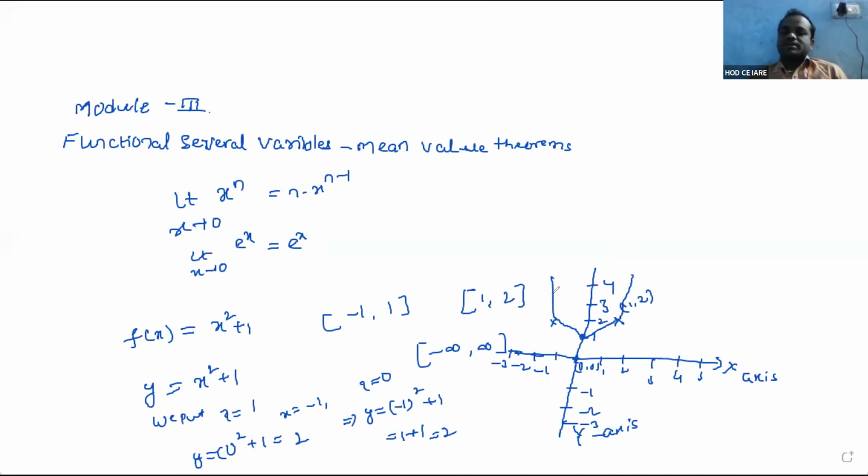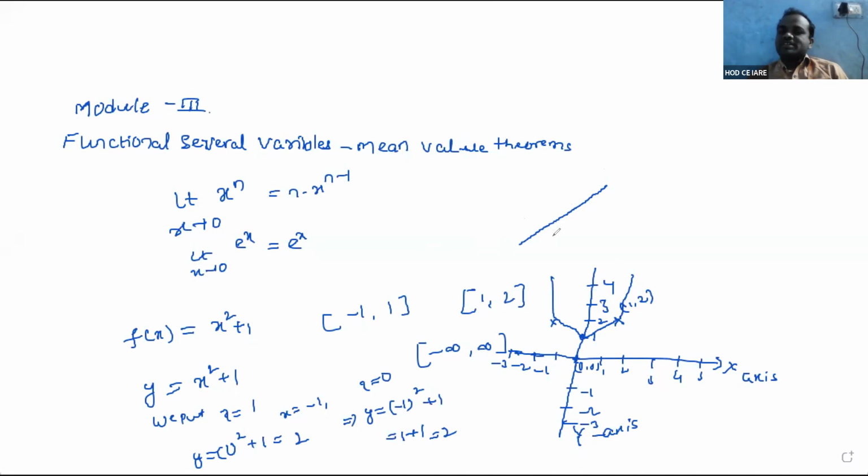Continuity means if any curve is drawn on the x and y axes, it never stops and never breaks at any place. That is the continuity of the function in the given interval. If it goes without breaking anywhere here, we call it continuity of the function.